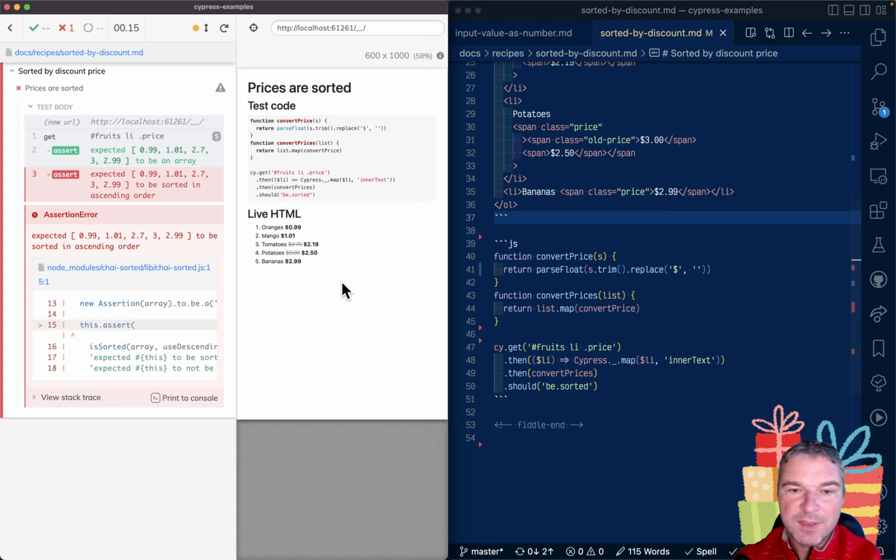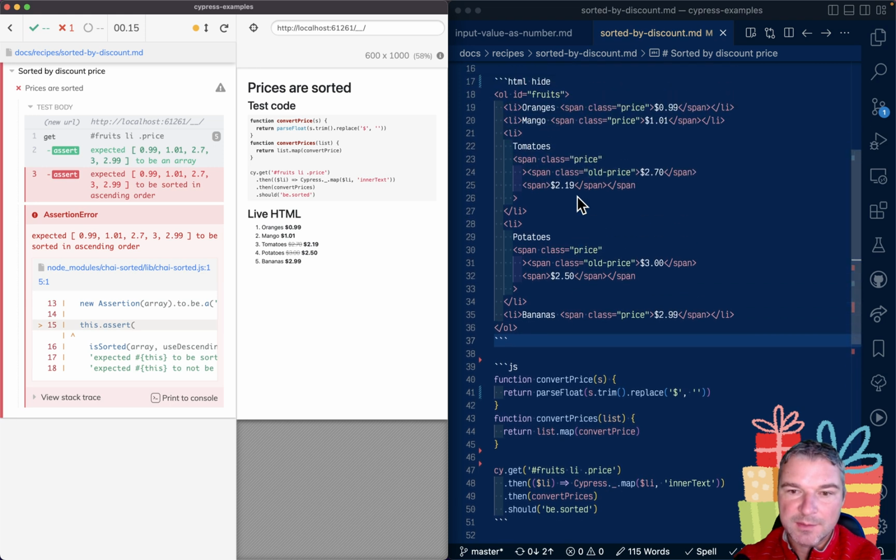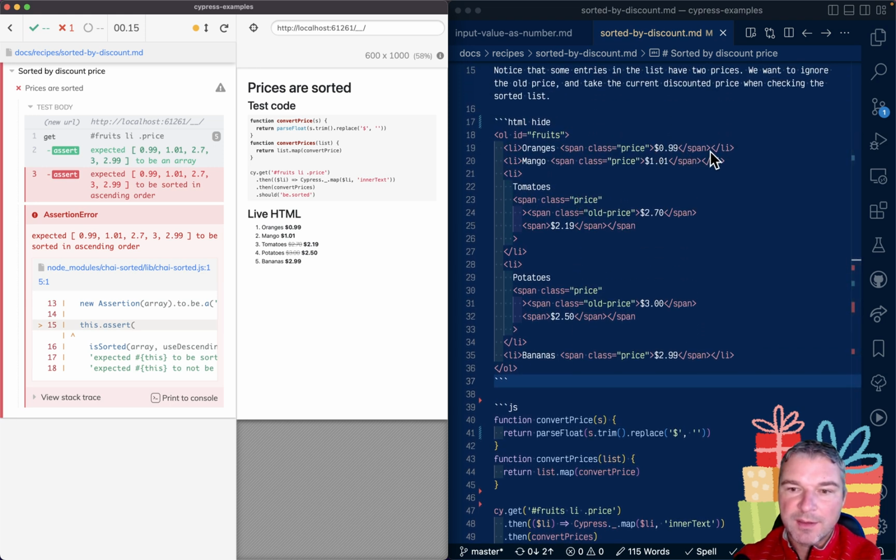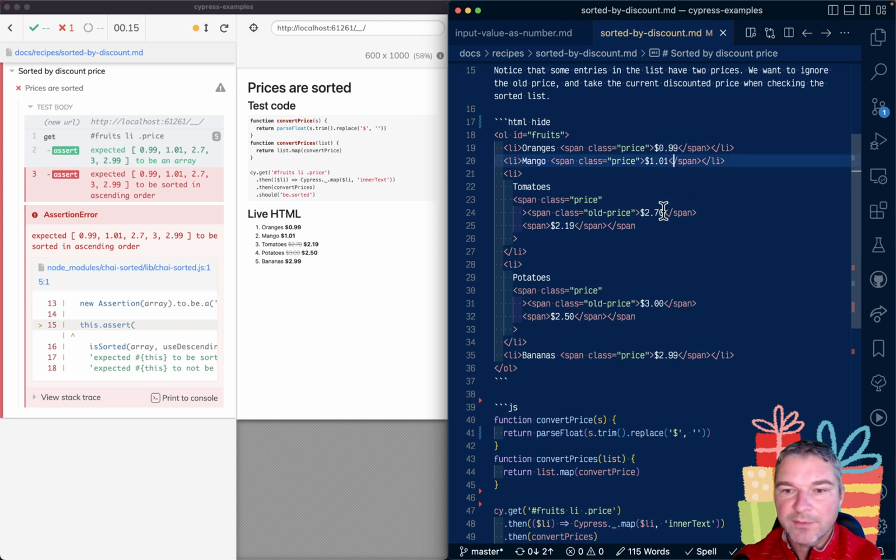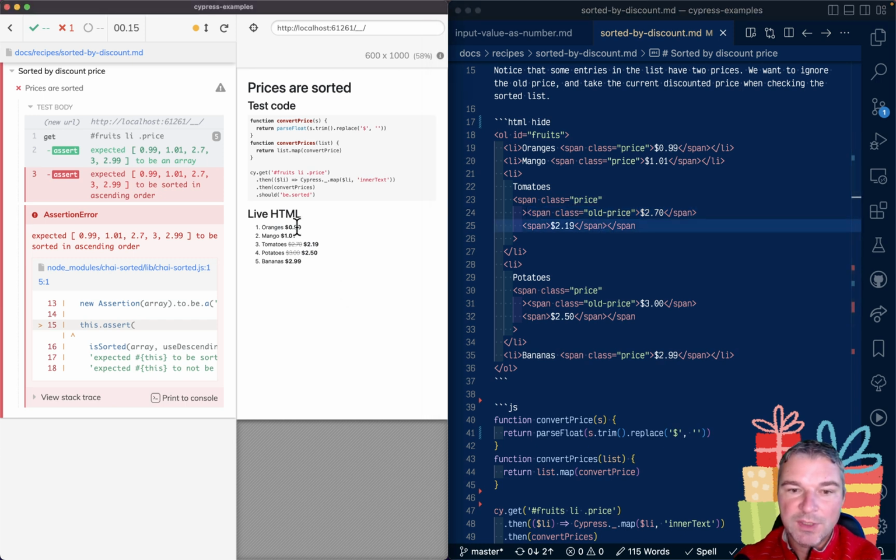But in this case, we have a list of prices. A normal price has a span with class price, but some of the prices have an old price span included there, and the current price is shown right next to it. So you can see those prices with a strike through, a line through.